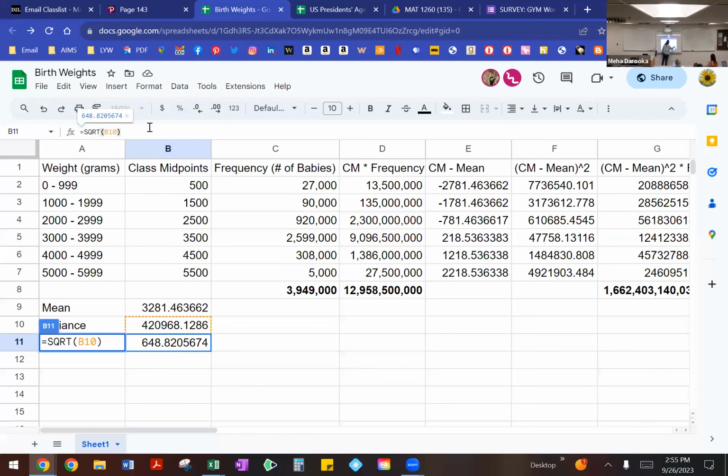Yeah, so you're taking that final column, which was the class midpoints minus the mean squared, multiplied with the frequency. You took the total of that column and divided it by the total of your frequency column. So again, if you go back and look at this cell here, look at where those two numbers are.